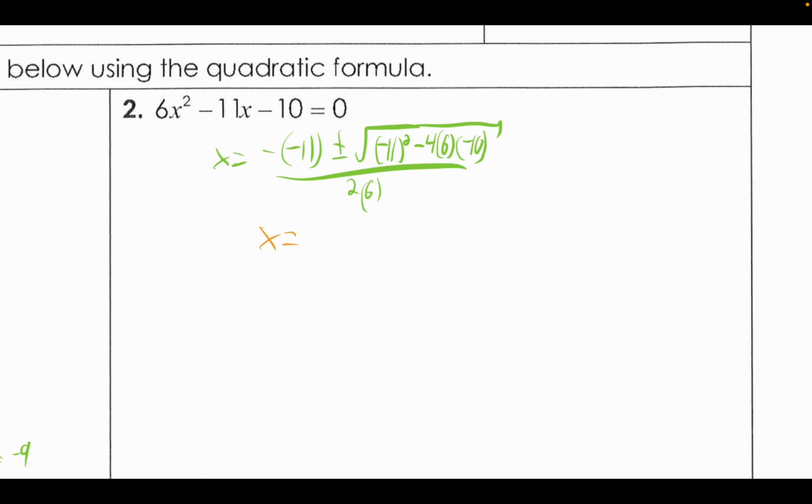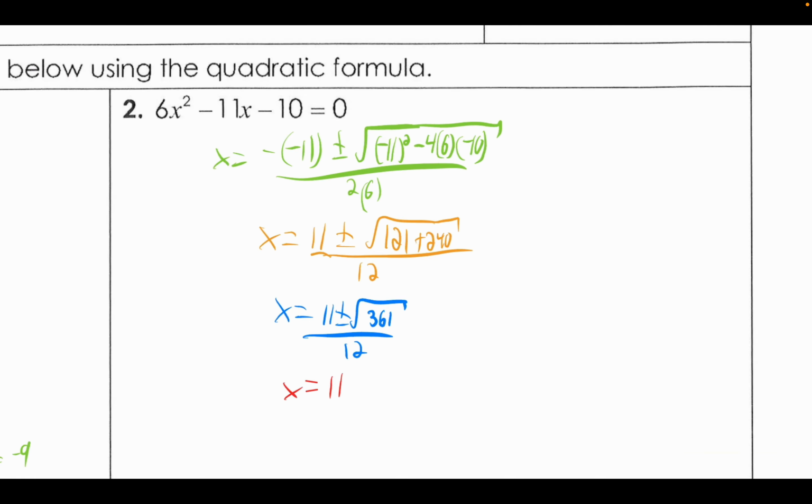As we work through this math, negative of negative 11 is positive 11 plus or minus the square root of 121 plus 240 all over 12. Combine the 121 and 240, and we end up getting plus or minus the square root of 361 all over 12. And this ends up being 11 plus or minus 19. Square root of 361 is 19 all over 12.